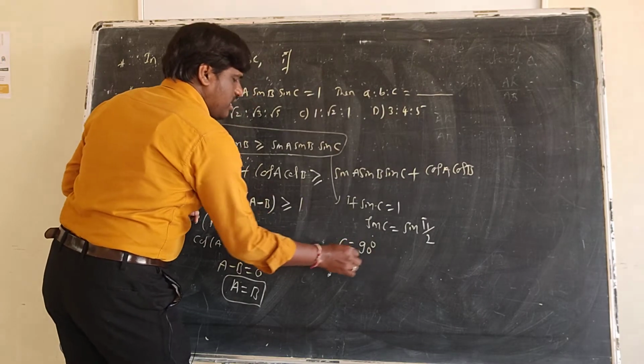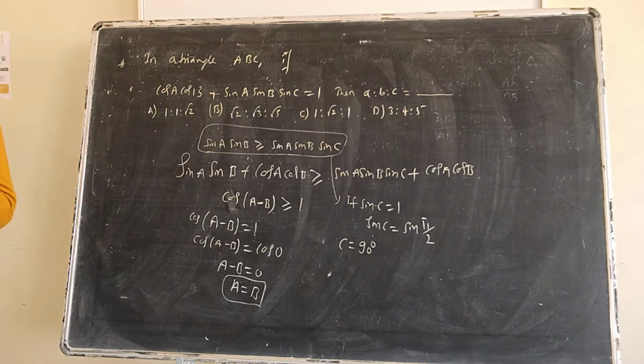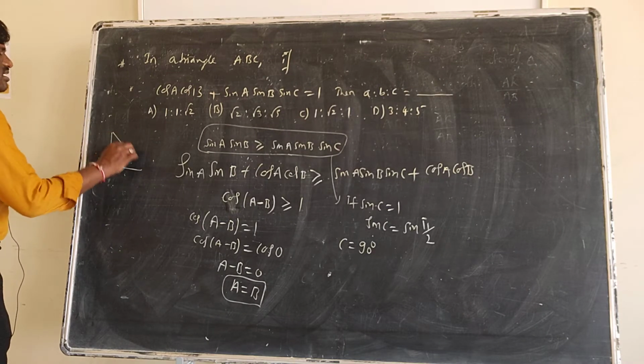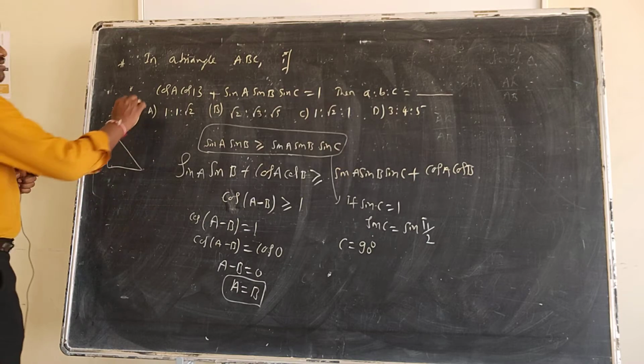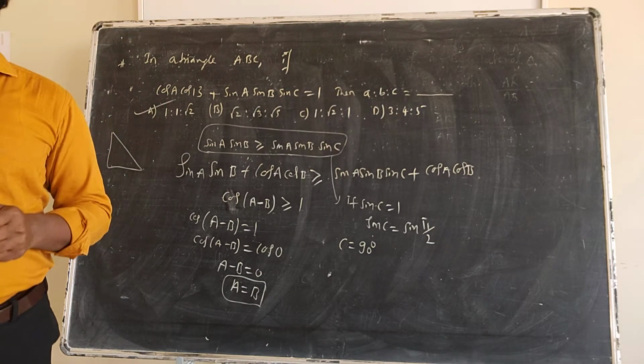So the C value you got is 90 degrees. If C is 90 degrees, A and B will be how much? They are both equal, so 45 and 45. It means this is a right angle isosceles triangle. So the ratio is 1 is to 1 is to root 2. Option A is the right answer.